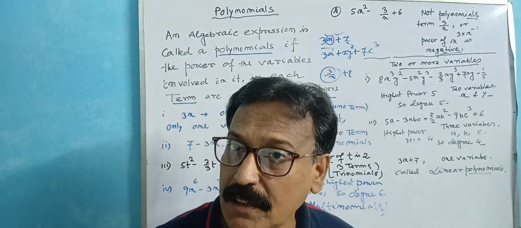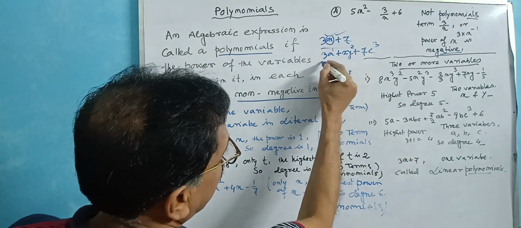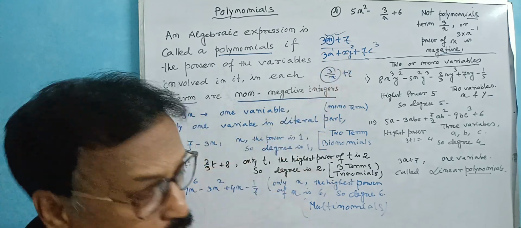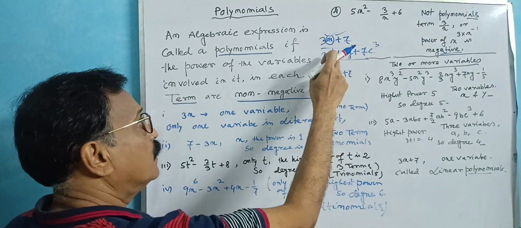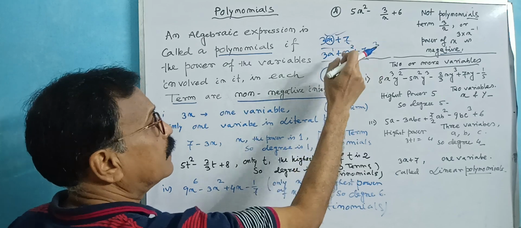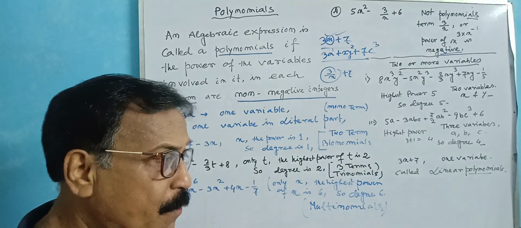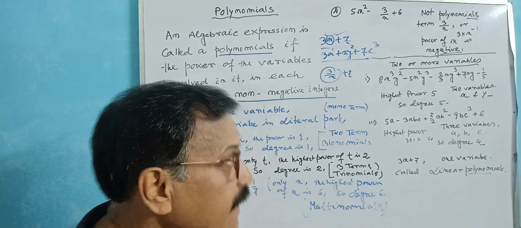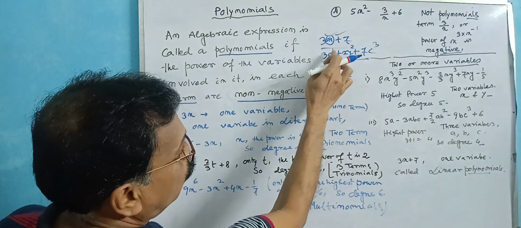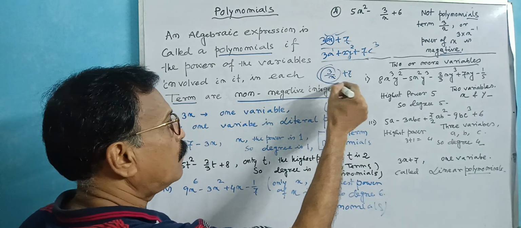This is a very important thing, just to understand. First one, you take this algebraic expression, suppose 3x plus 2y plus 7c square. So what is the variable? x, y, c is the variable. Okay, no problem. Now, is it a polynomial? Yes, because the power of this is always positive. It's a polynomial. But this is not a polynomial.